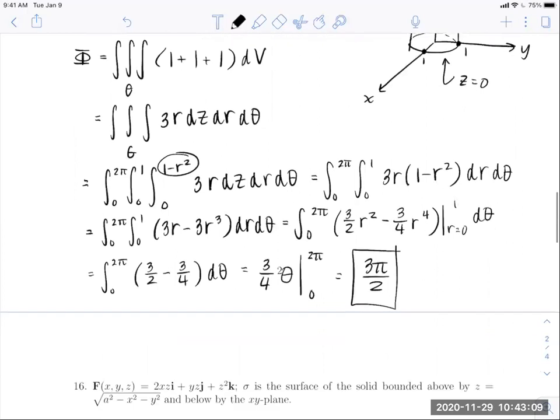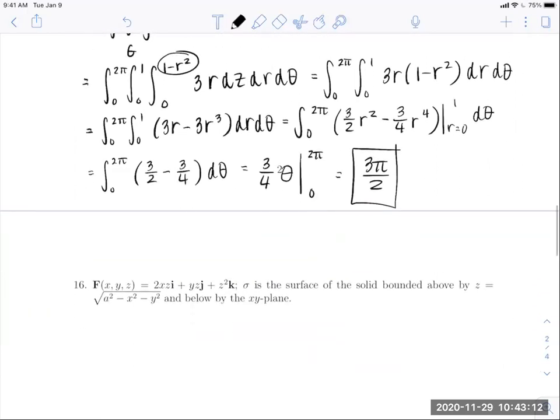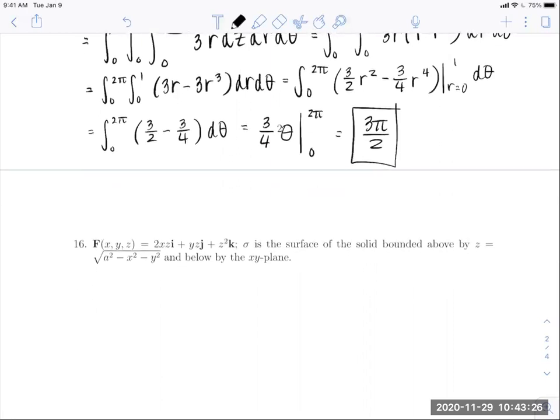All right, let's do one more example of utilizing the divergence theorem. Number 16, we have our vector field F as stated. Sigma is the surface of the solid bounded above by z equals that positive square root and below by the xy plane. So hopefully at this point, you have had enough experience working with these types of functions to recognize that this is an upper hemisphere with radius a. So let's go ahead and sketch this.